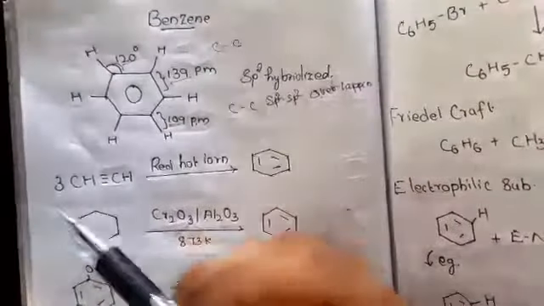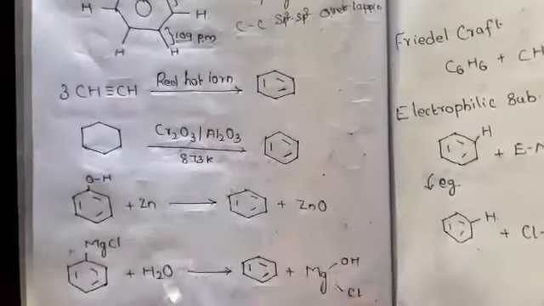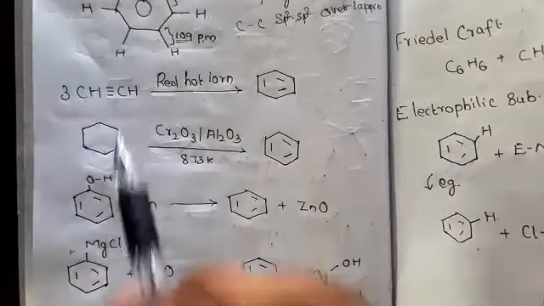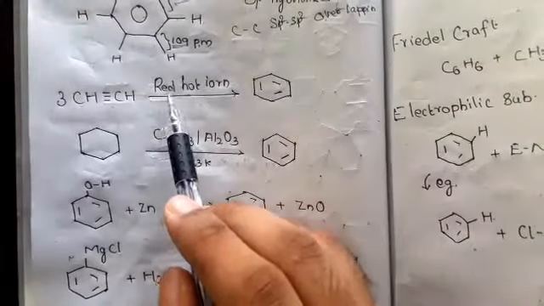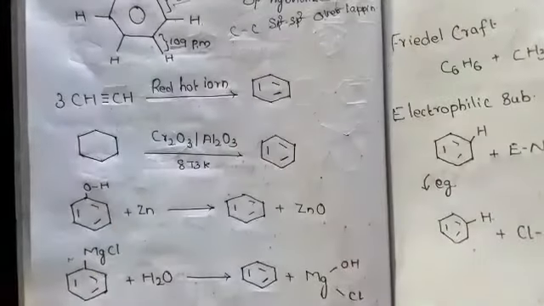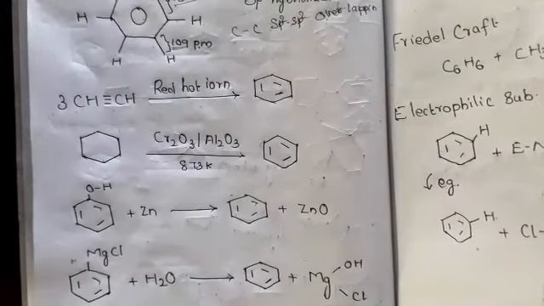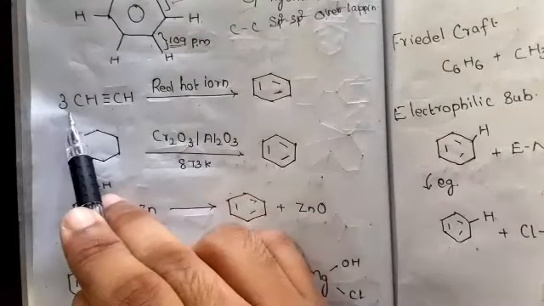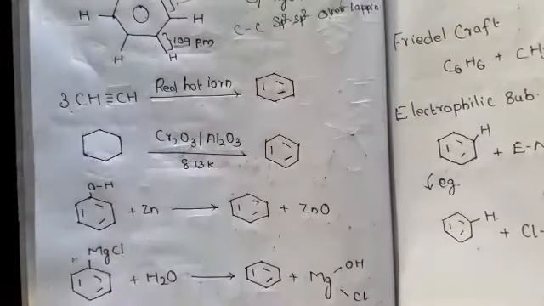So we can see some reactions for how to prepare benzene. I have taken 3 moles of acetylene. This is a triple bonded compound. I pass it through red hot iron, and I will get a benzene ring. If they ask a question, if 3 moles of acetylene are passed through red hot iron, what will the product be, and how many pi electrons are involved in the product? You must know that if 3 moles of acetylene are taken, the product will be benzene.